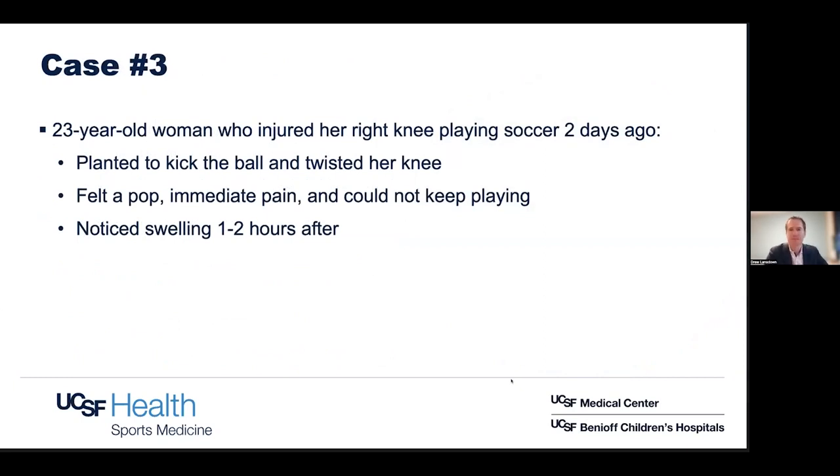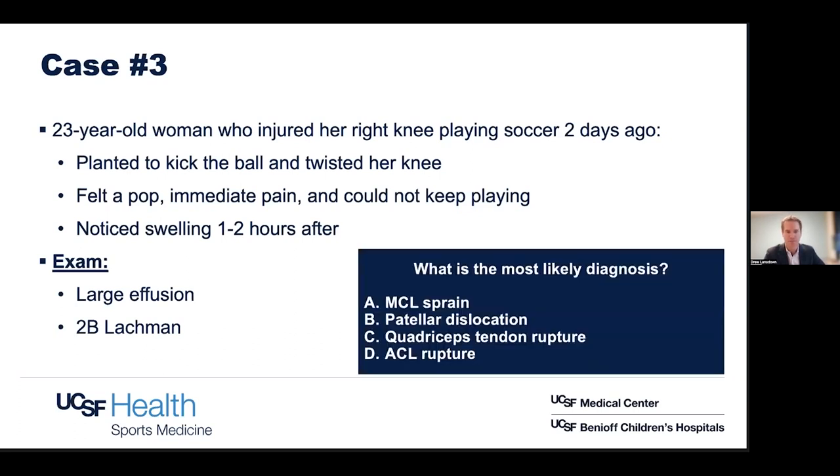All right. So on to our next case. This is a 23-year-old woman, injured her knee playing soccer, planted to kick the ball, twisted her knee, felt a pop, pain, couldn't keep playing. Swelling that started 1 to 2 hours after. On exam, a large effusion and a 2B Lachman. What is our diagnosis?